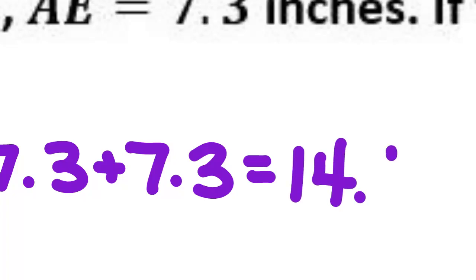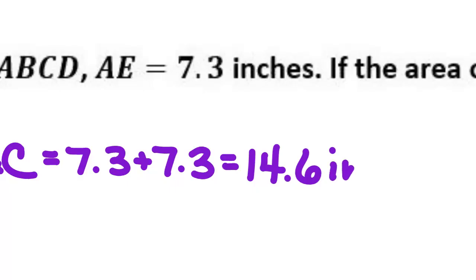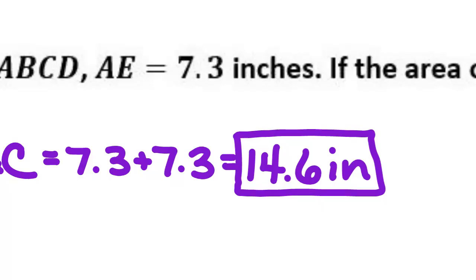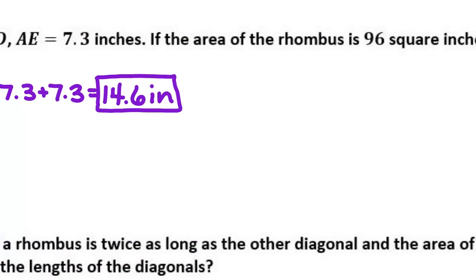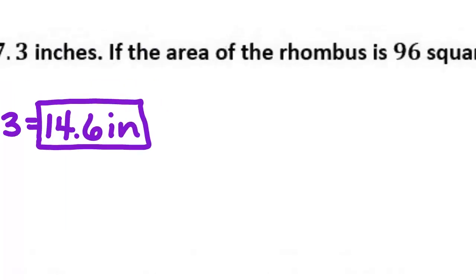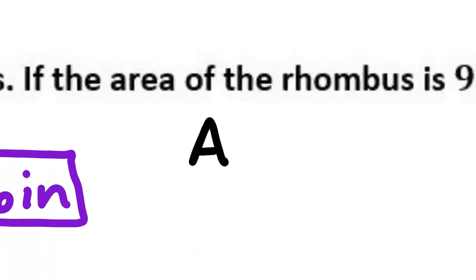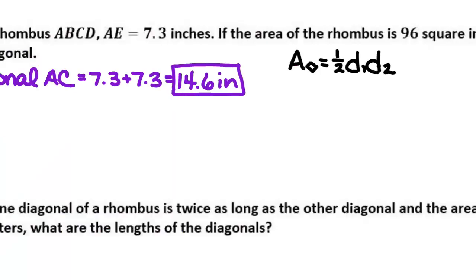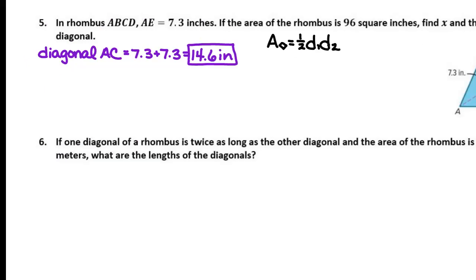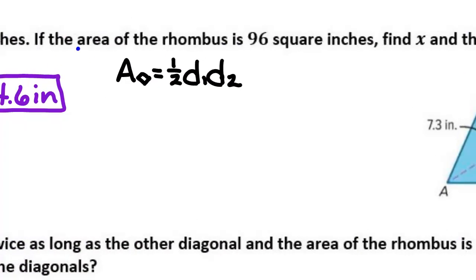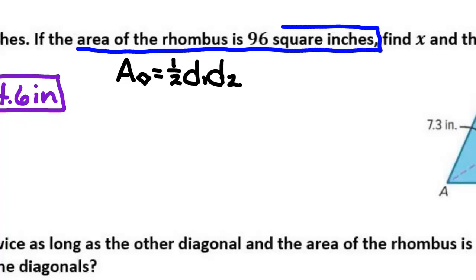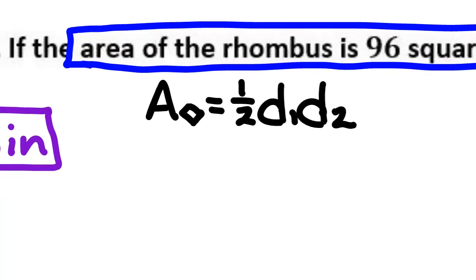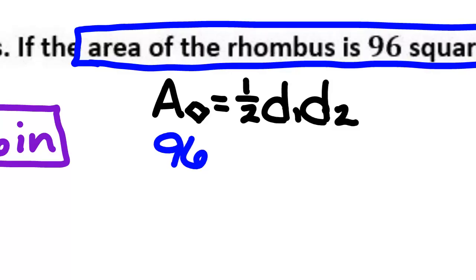14.6. We would put inches with that. That's one of the things they asked me for. So now I know how big one of the diagonals is. What is our area formula for a rhombus? Yep, 1/2 times diagonal 1 times diagonal 2. It says the area of the rhombus is 96 square inches. So we're going to put 96 in the place of A.